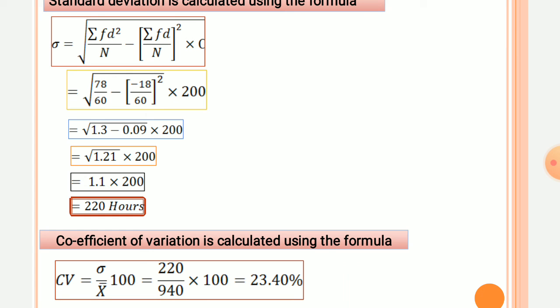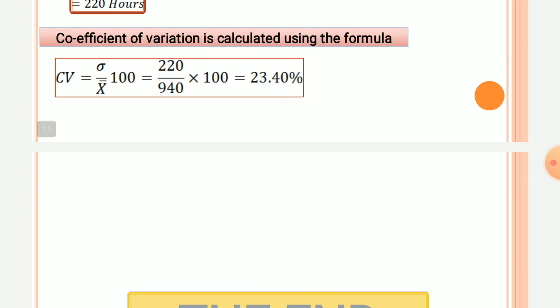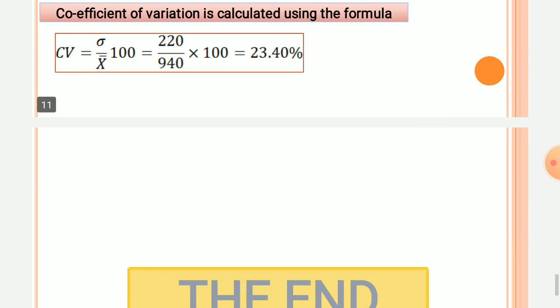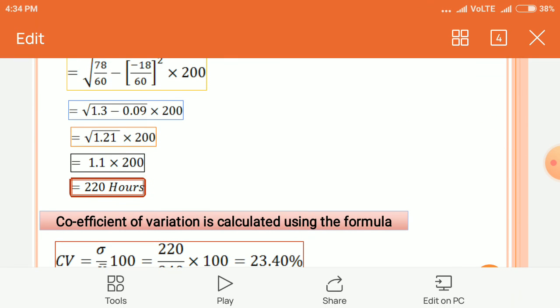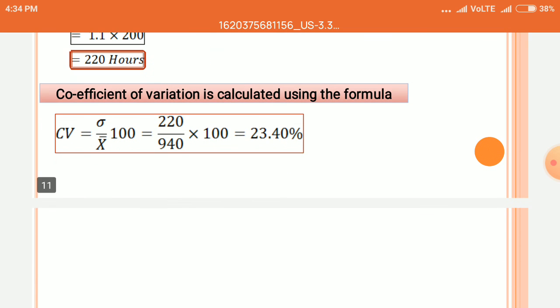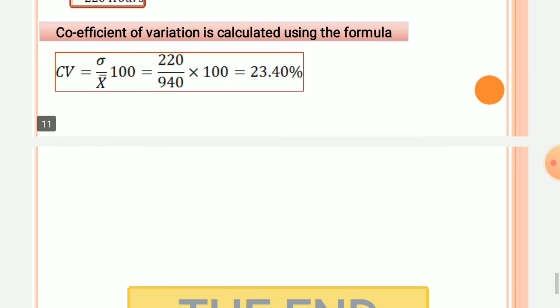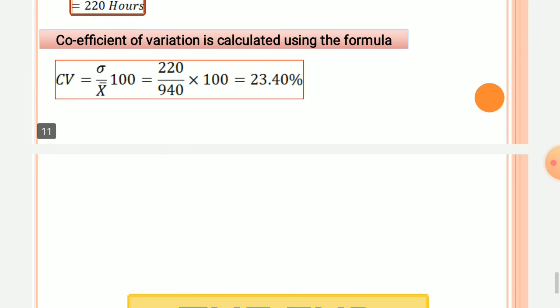So this is the way in which we are going to compute the values of the coefficient of variation of both company A and company B, bulb A and bulb B, and tire A and tire B. So this is the method of computing the values of the coefficient of variation and interpreting the result.